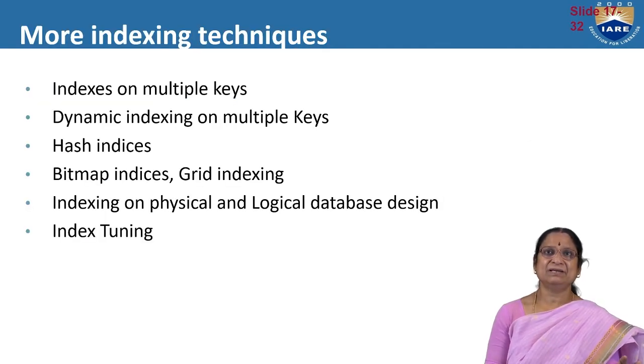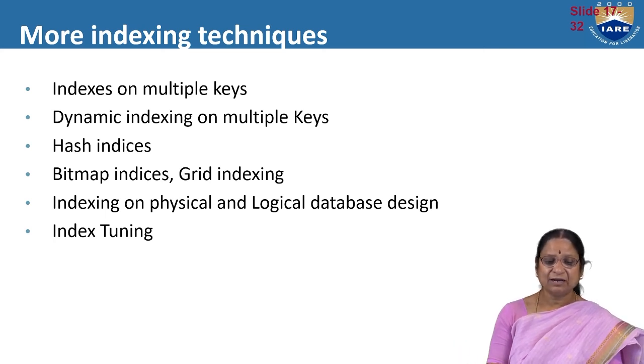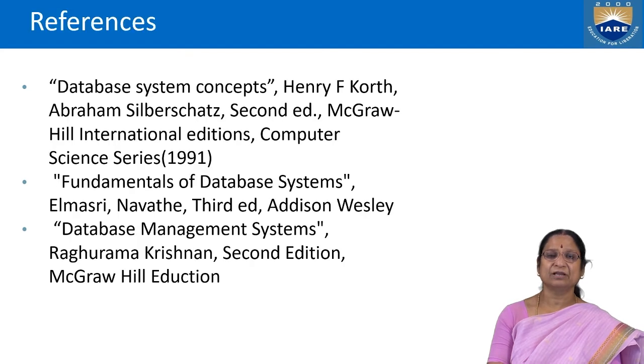More indexing techniques will be discussed in coming sessions: indexing on multiple keys, based upon which we will discuss B trees and B plus trees. Dynamic indexing on multiple keys is represented by B plus trees also. Hash indices, bitmap indices, grid indices, indexing on physical and logical database design, and tuning of indices are most required conditions to make our database more effective while accessing data from the database.